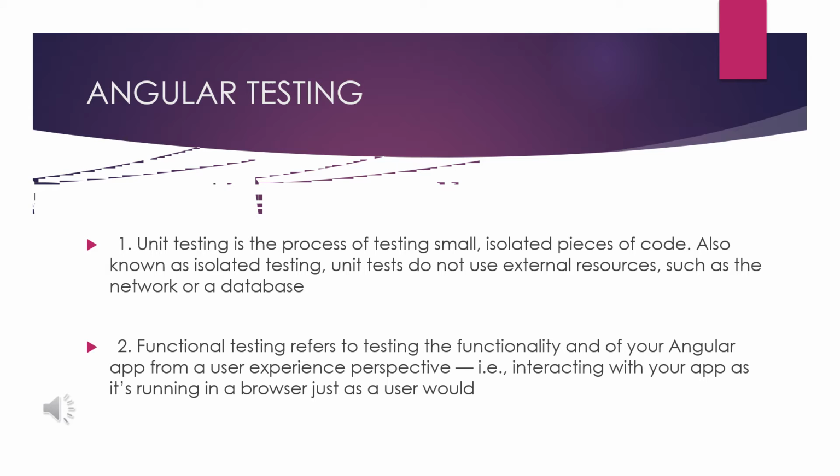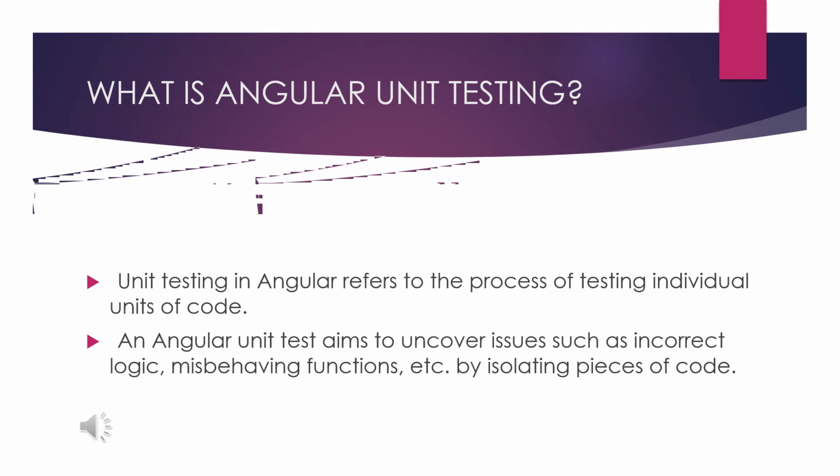Functional testing is like overall how the application interacts with other methods, other components, and that will be tested through functional testing. Angular unit testing will mainly focus on incorrect logic and misbehaving functions, like that only. It will test in a small isolated part only.